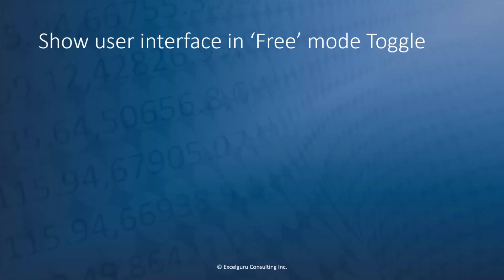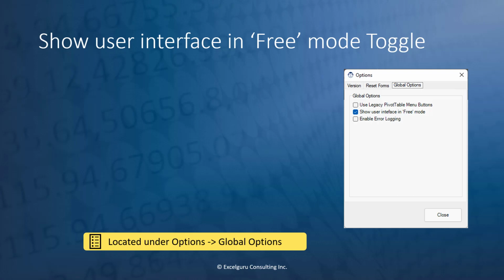We've also added a show interface in free mode toggle. So this will actually show up on the global options page here. Now, key thing to be aware of on this one, this is available for pro and trial users only, obviously. Free users can't toggle to show it into pro mode. That's not the way it works.